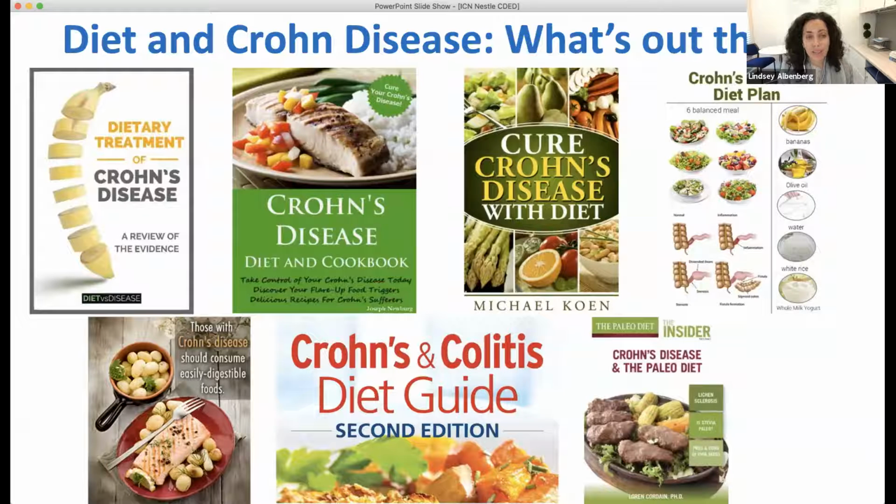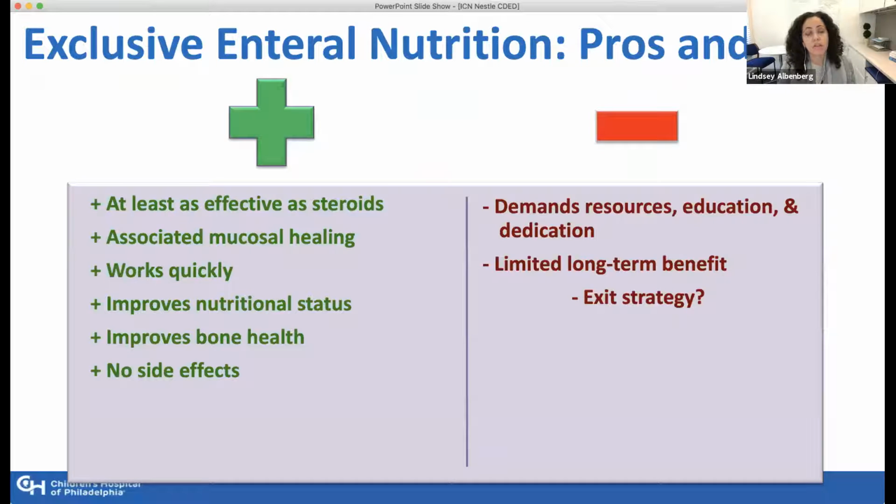It's not always evidence-based. And we know that what should I eat is one of the number one questions we get from patients. And diet and IBD is also a major research priority. So Jim really nicely summarized EEN, which is the original dietary therapy for Crohn's disease and one that is still used frequently around the world.